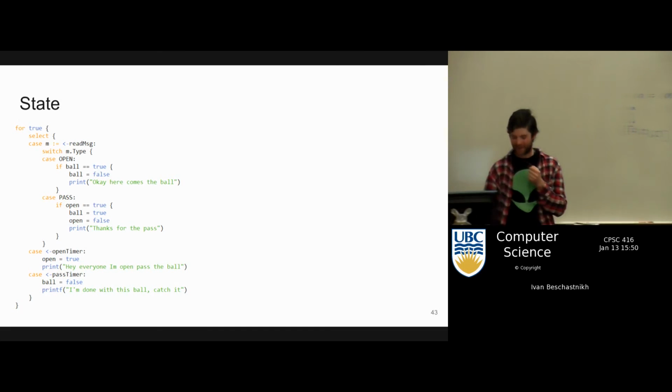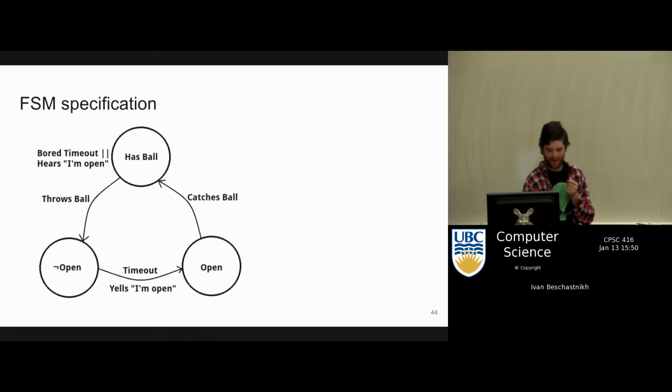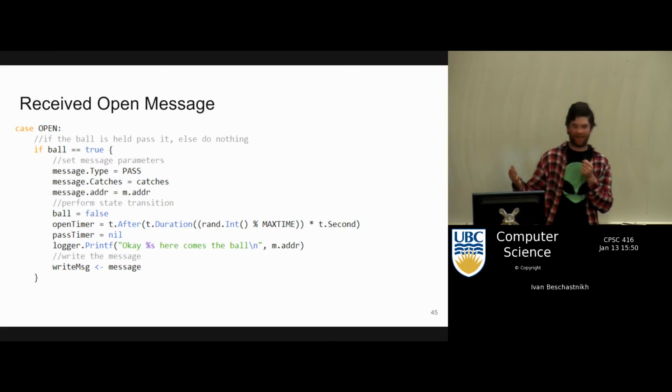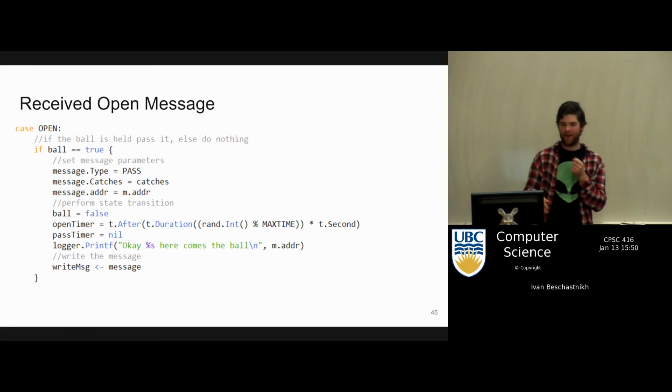Okay, we're pretty much out of time, so I'm going to go through this last part really quick, and you can look at the code if you want to. Back to the spec. This is just the full implementation of those states. If open, we're just taking the message and setting it to pass, so just set the message fields. And then the same state transition as before, ball becomes false. We are resetting the open timer and logging it, and then actually writing the message.